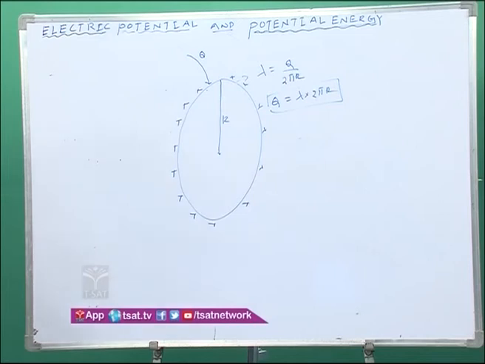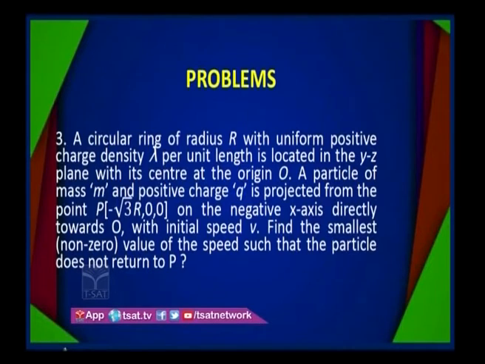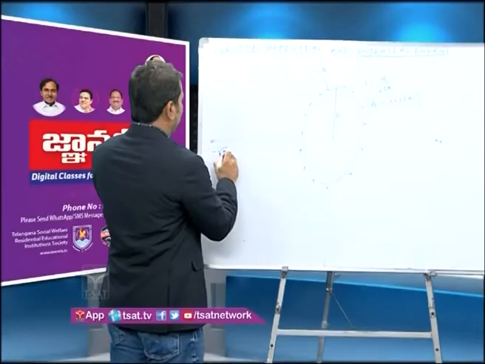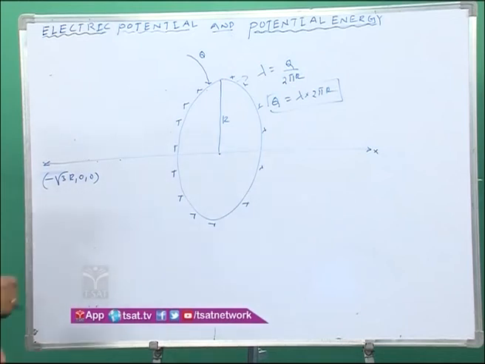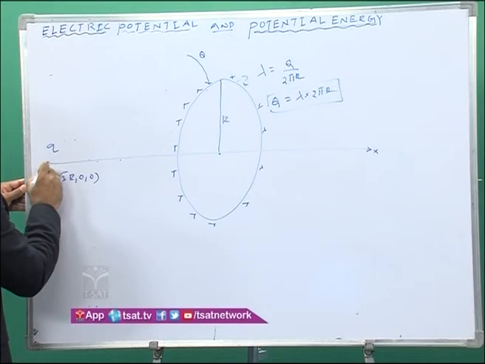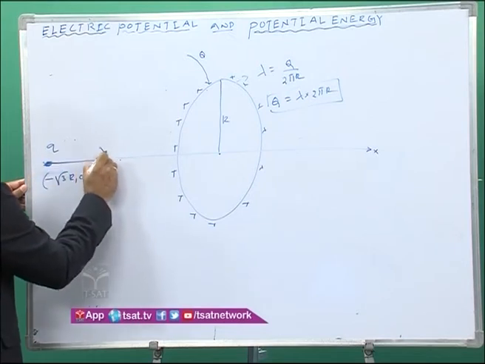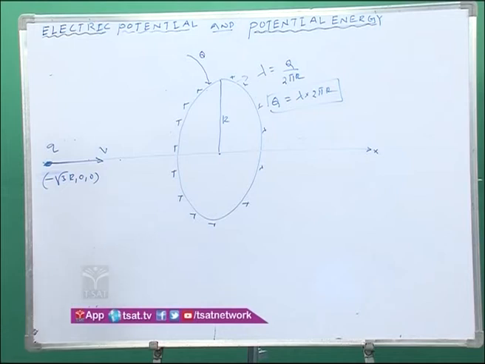Next, a positive charge q is projected from the point minus root 3 r, 0, 0 on the negative x-axis direction. This is the positive x-axis direction, and this is the negative x-axis direction. From the negative x-axis, at a distance of minus root 3 r, 0, 0, a particle with charge q is projected with an initial velocity v. Find the smallest value of the speed such that the particle does not return to P.